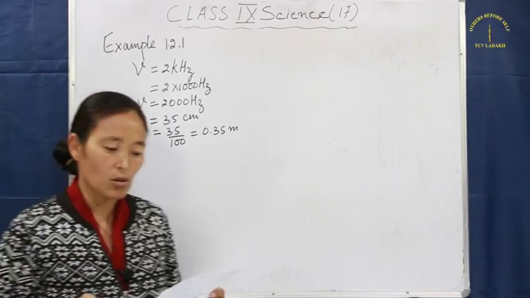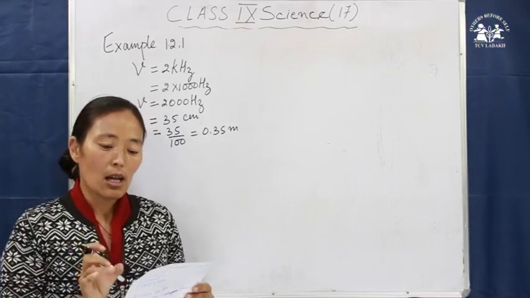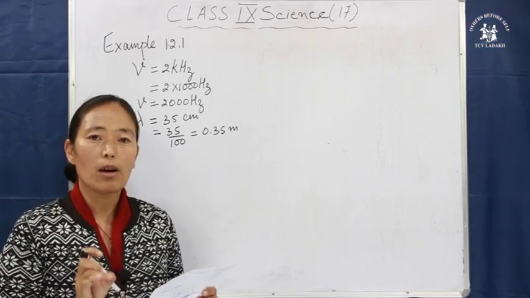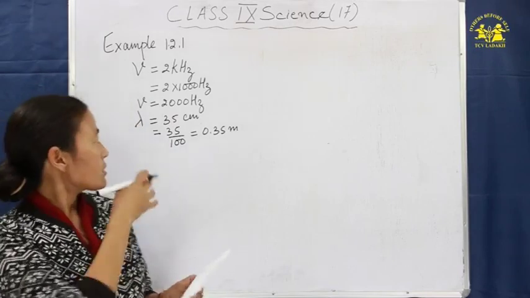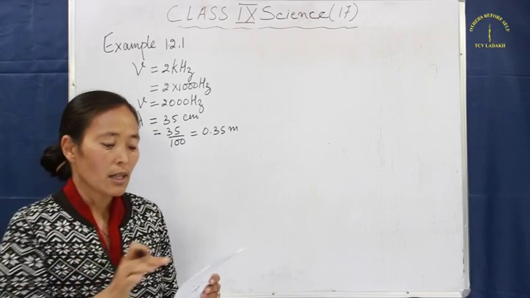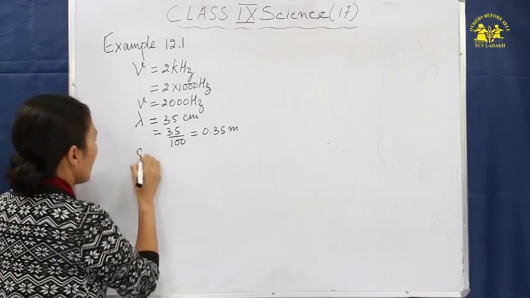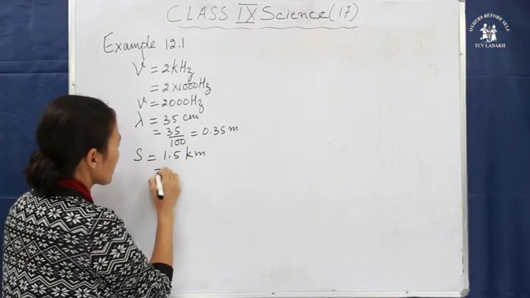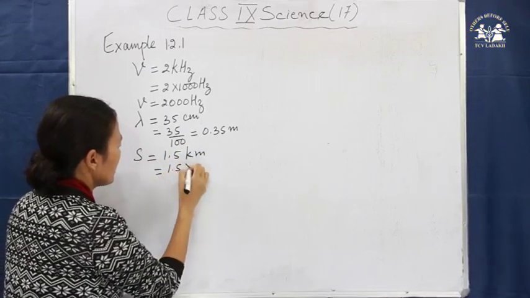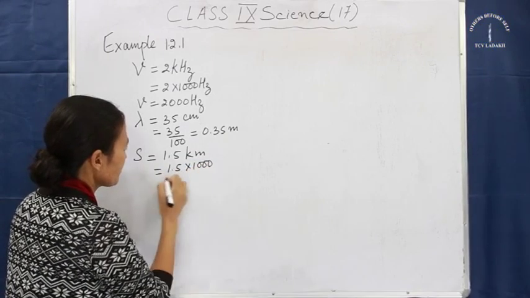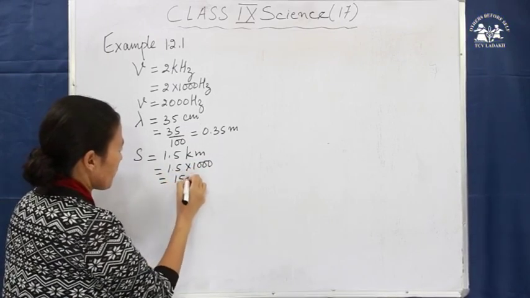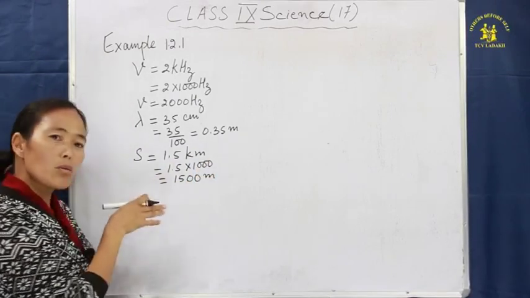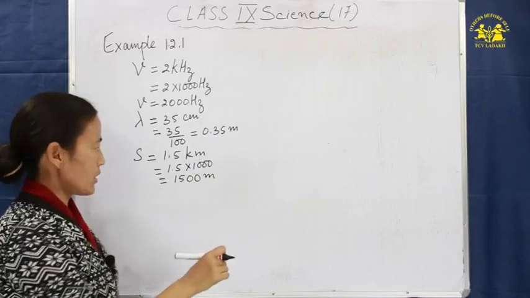How long will it take to travel 1.5 kilometer? The distance is 1.5 kilometer, converting kilometer to meter by multiplying by 1000, so 1500 meter. That is the distance the sound wave travels.